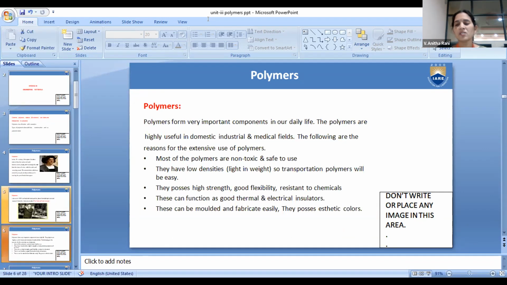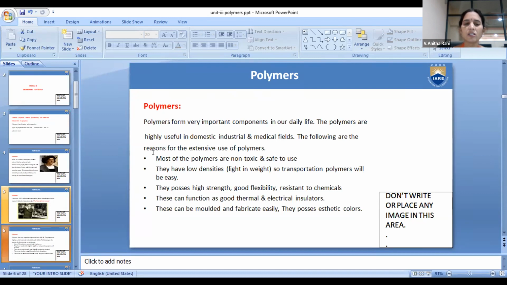Now students, polymers are very important components in our daily life. Now we cannot live without plastic. We are using polymers day by day everywhere, for domestic or industrial purposes. Polymers are highly useful in the domestic, industrial and medical fields also. Yes or no, students? Yes, ma. So we use polymers for domestic, industrial and medical purposes.